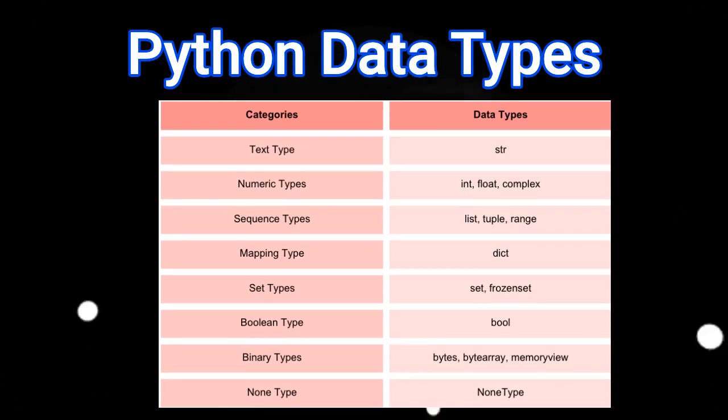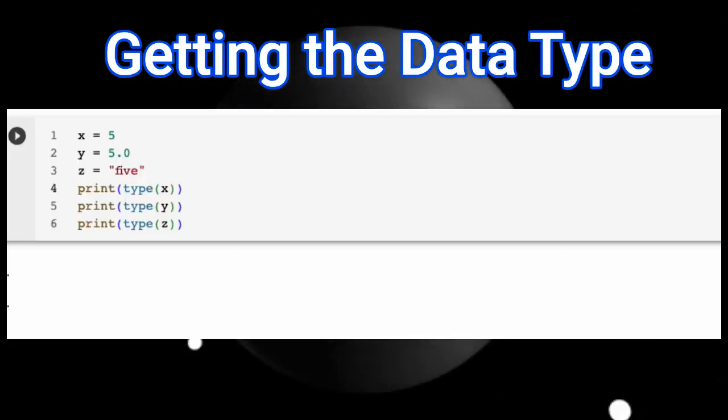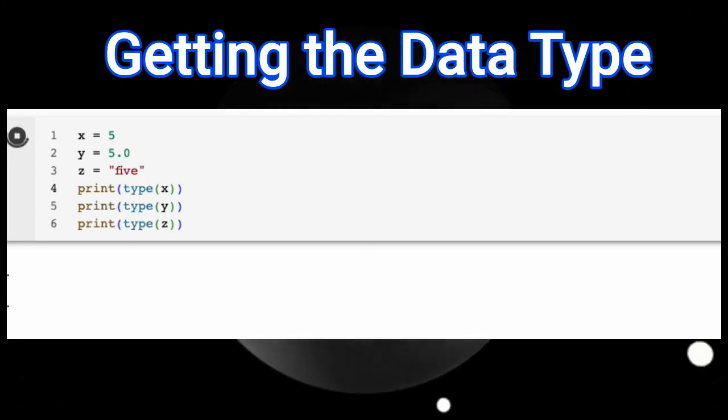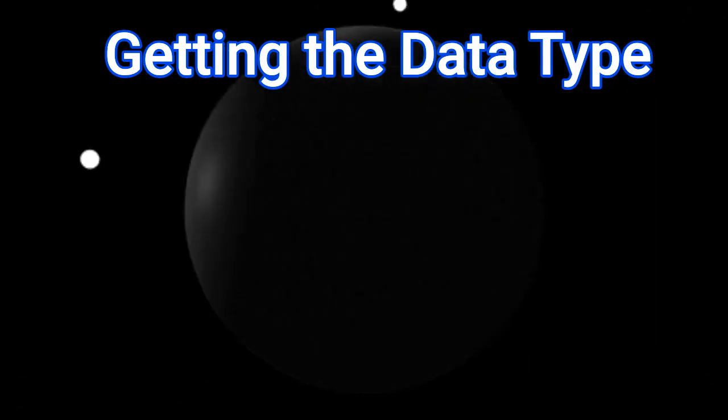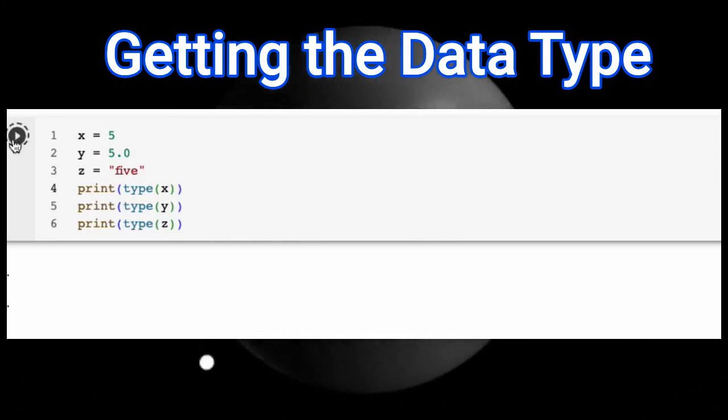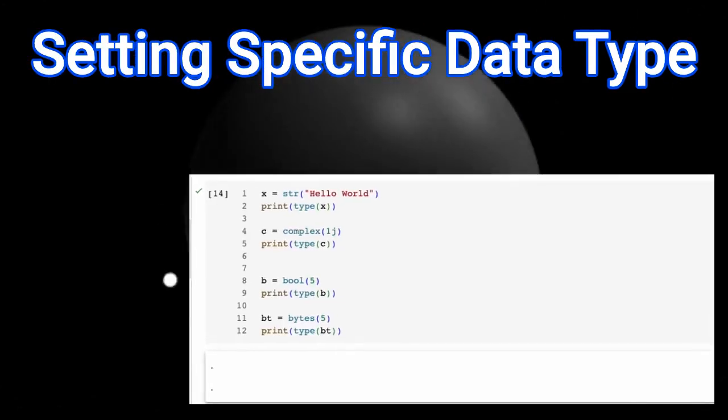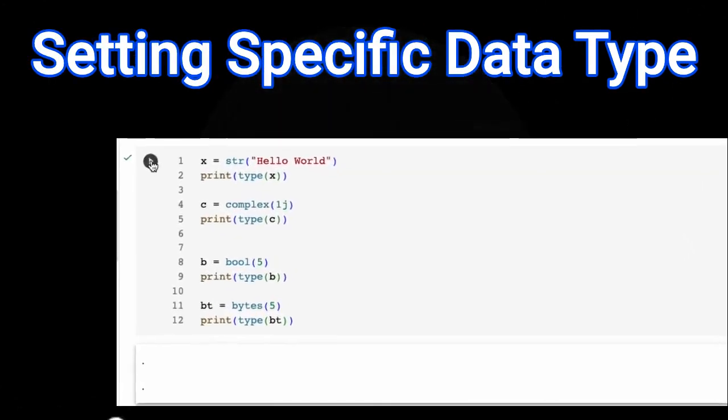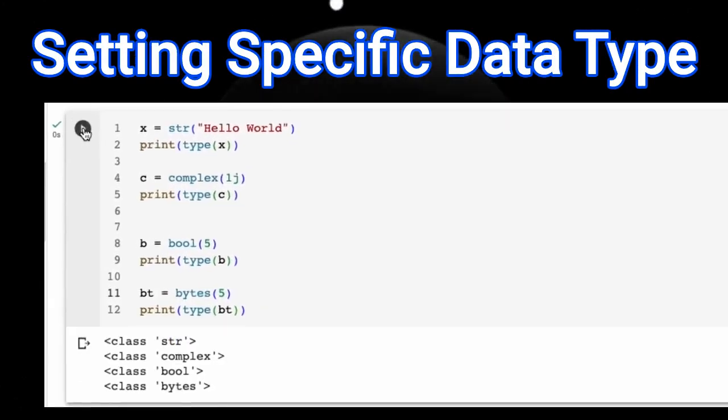Python has many data types built in by default in various categories. In Python, the data type is set when you assign a value to a variable. You can get the data type of any object by using the type function. We can also specify the data type using the constructor functions as illustrated here.